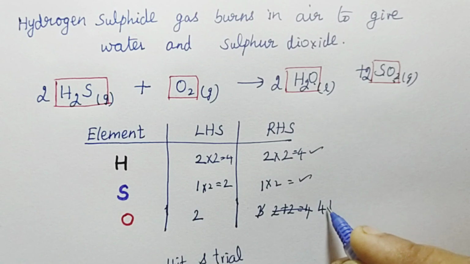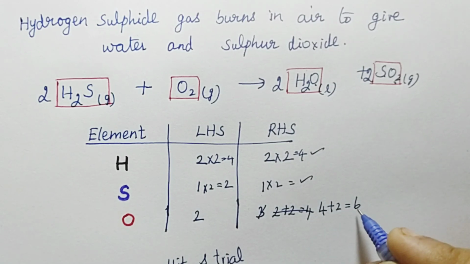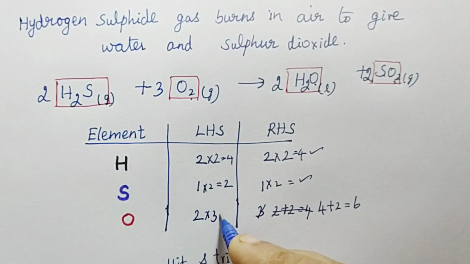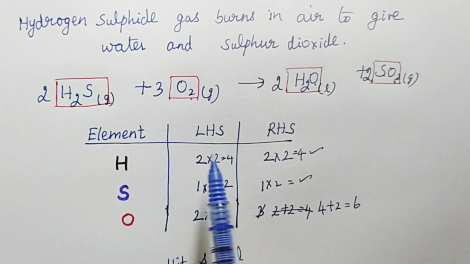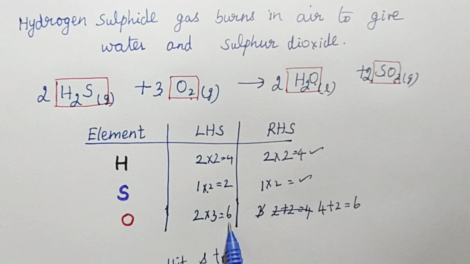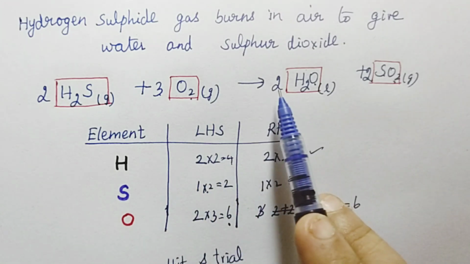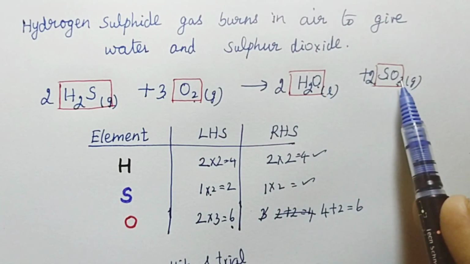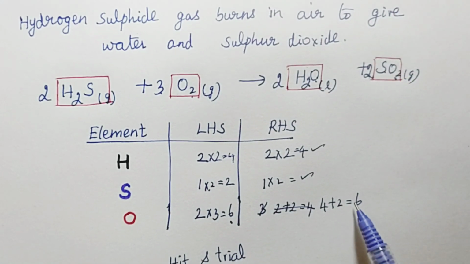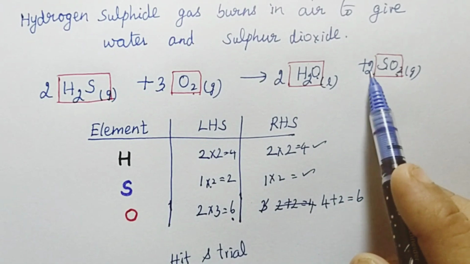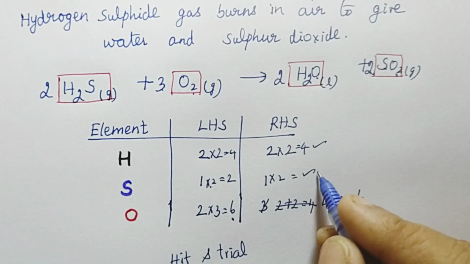So, but here only 2 oxygen. So, in front, if we multiply by 3, it will become 6. So, now we see all the things are balanced. 2 into 2, 4 hydrogens, 2 sulfur, 3 2s are 6 oxygen in the LHS, that is reactant side. Now, in the product side, 2 into 2, 4 hydrogens and 2 oxygen. Here 2 into 2, 4 oxygen. So, 4 plus 2, 6 oxygens. Now, in the case of sulfur, here 2 into 1, that become 2 sulfur.